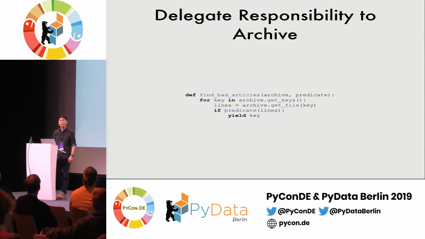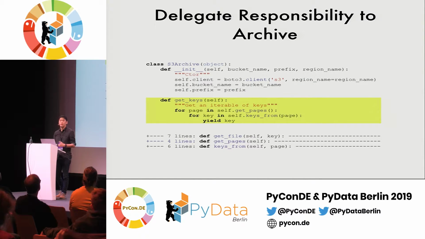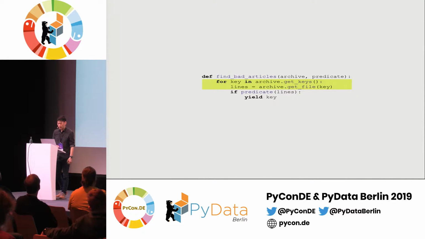So what we need to do here is extract that responsibility and delegate it into the archive, like this. Now the archive has just this get keys function, and this is what find bad articles looks like: just get key, get file, and you iterate over them. That will work with S3, or a tarball, or a file system, so you can freely substitute those things. So this is a much better place than we were. The testing should be easier.